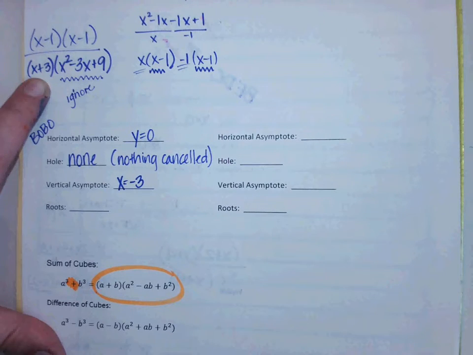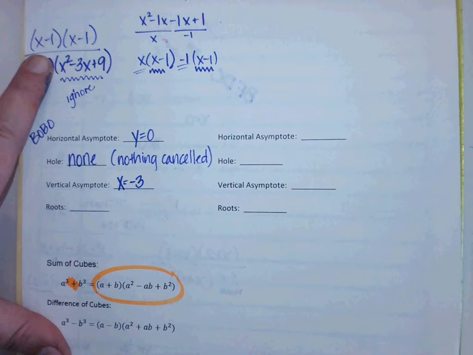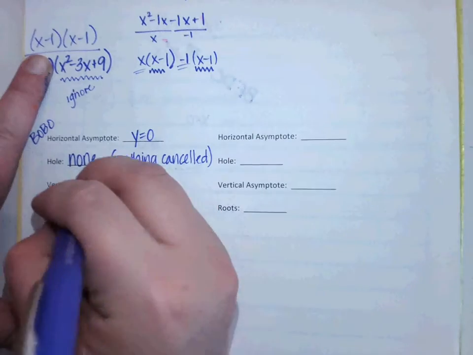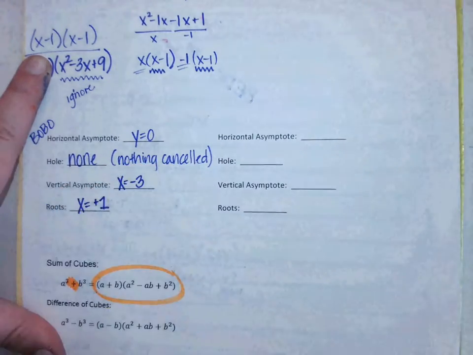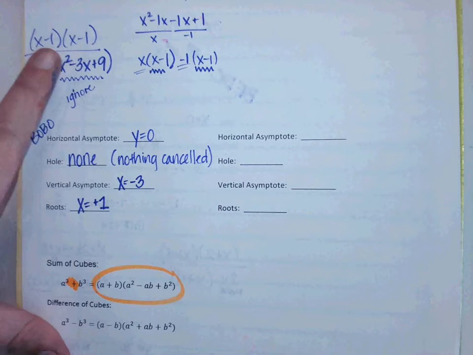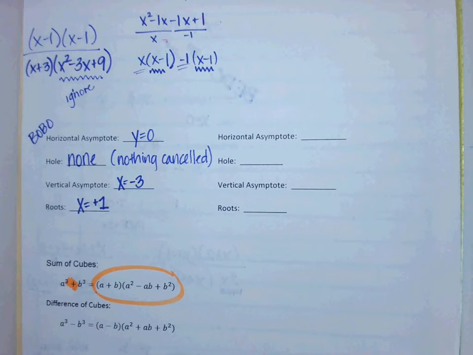Okay, the last thing I have to find are my roots. Where are those left over on the top? So if I have an x minus 1, where will the root be? Positive 1. Okay, then I look at my second one. It's also an x minus 1. So its root is going to be the same. Make sense?